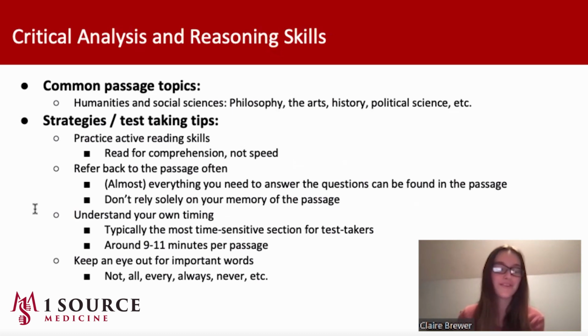The next one is to understand your own timing. The CARS section is only 53 questions, so it seems like a little less than the other ones, but this still is typically the most time-sensitive section for test takers just because of the intense reading that's required. So knowing your own timing and sort of how long you're going to take per passage can help you budget and know when you need to flag a question, move on, just to make it through all the passages in time.